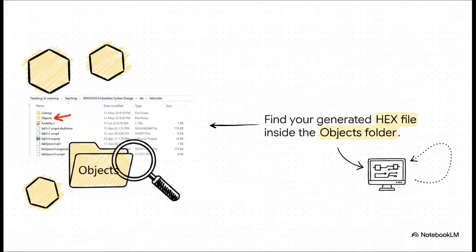So, where did that file actually go? Well, if you open your project folder in Windows Explorer, look for a folder named Objects. Inside there is where your brand new hex file is hanging out. Make a mental note of exactly where this Objects folder is located on your PC, because we're going to need to point Proteus directly to it very, very soon.